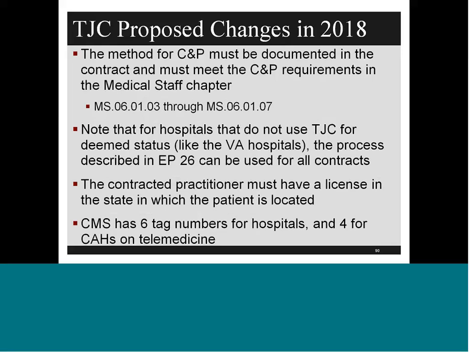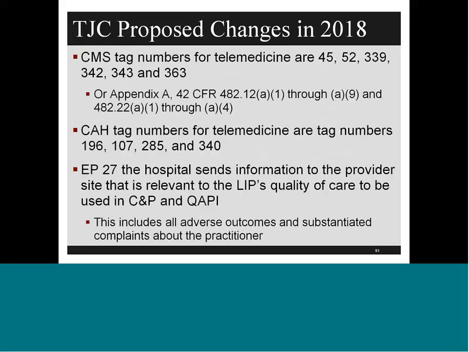As I mentioned, for telemedicine, there's 6 tag numbers for hospitals and 4 for critical access hospitals. And these are the tag numbers in case I had somebody call and ask me, well, what are those telemedicine tag numbers in CMS? So here they're listed. And EP27 is that the hospital sends information to the provider site that's relevant as far as quality of care.